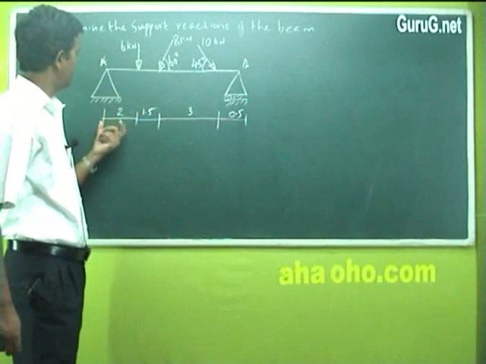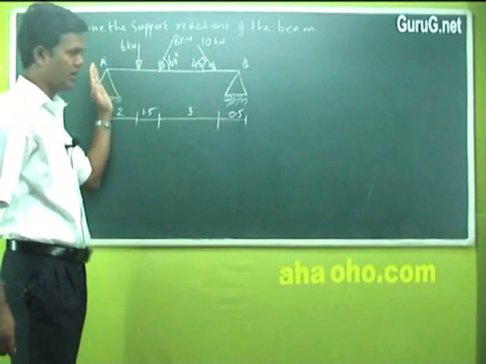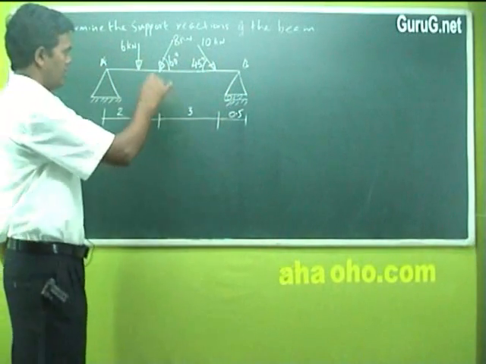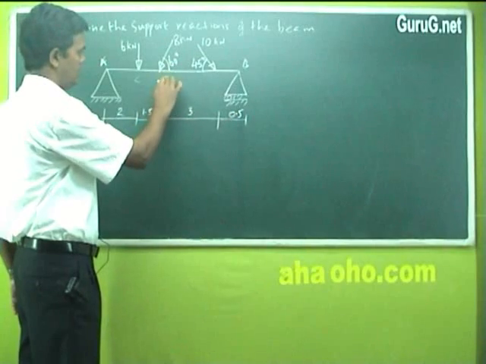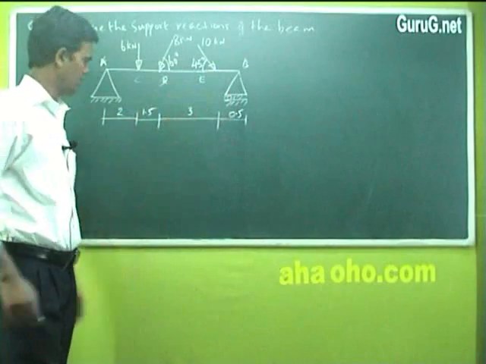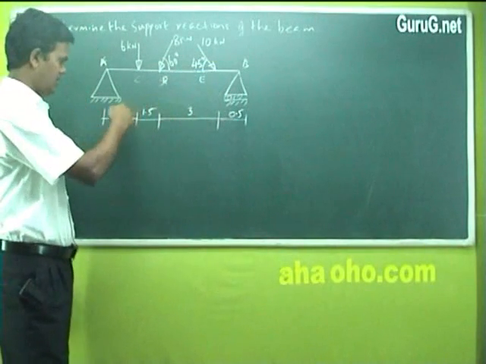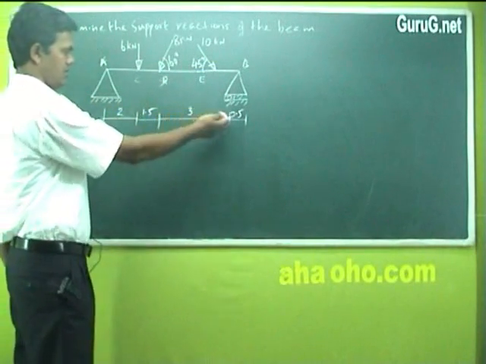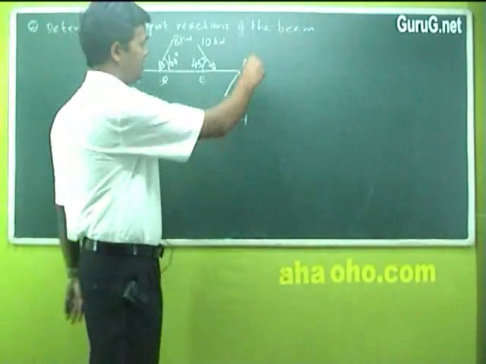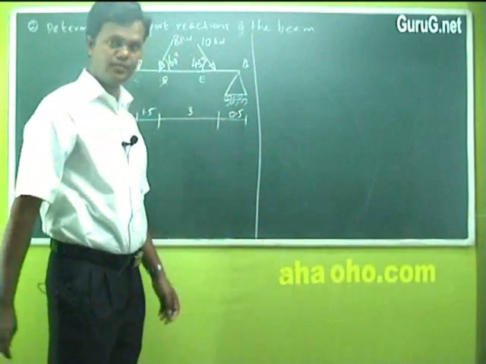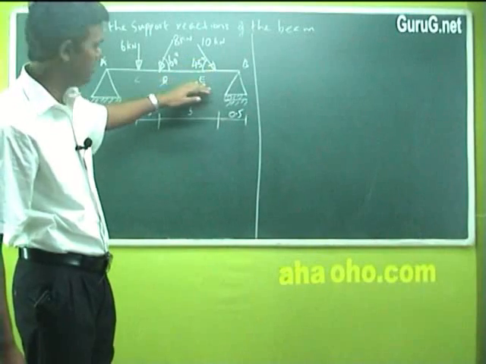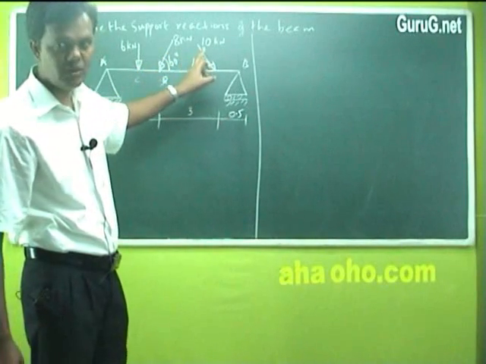So the distances individually from point A to B, you can take C, D, E, and so on. Take this C, this is D, this is E. Any points you can take. The distances are given as 2 meters, 1.5 meters, 3 meters, or 0.5 meter, whatever it is. Now the purpose is to find the solution. The same problem was repeated like the previous one. The only change here is that two inclined loads are given.